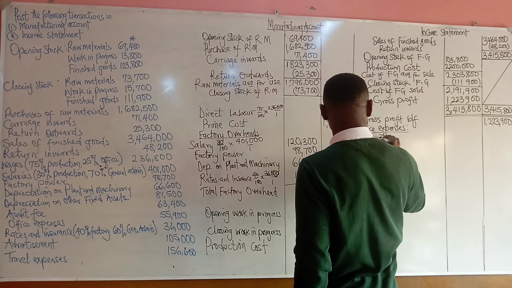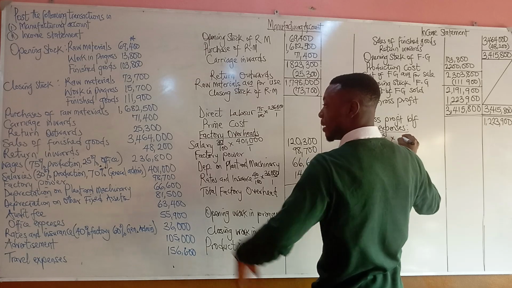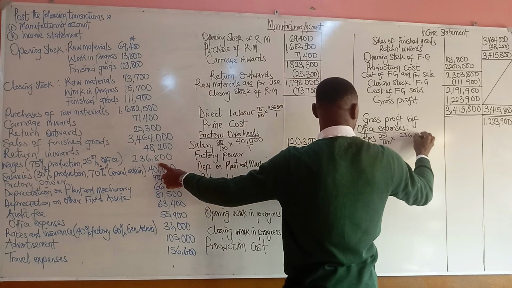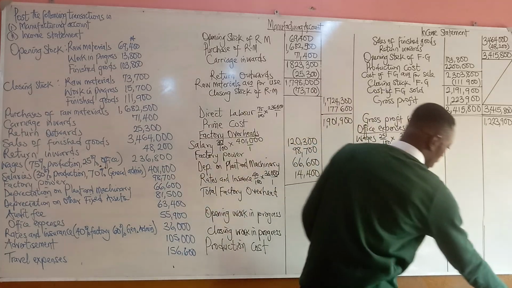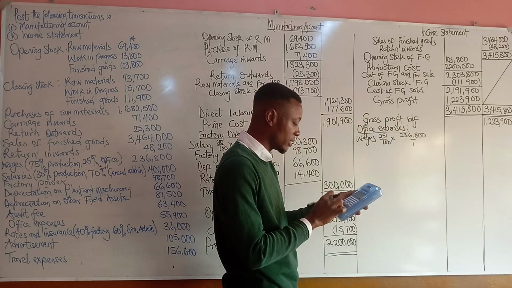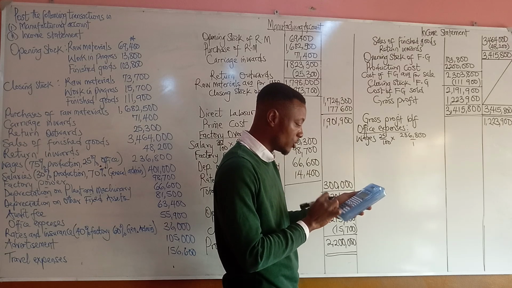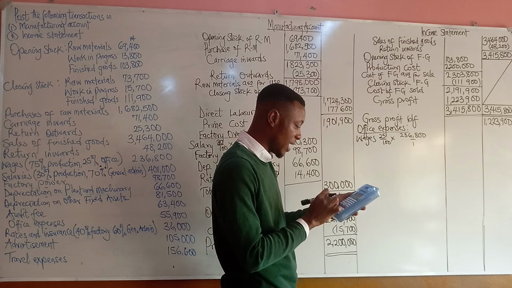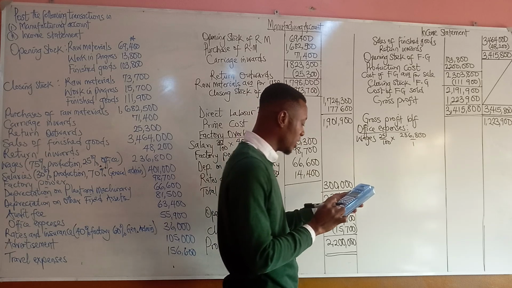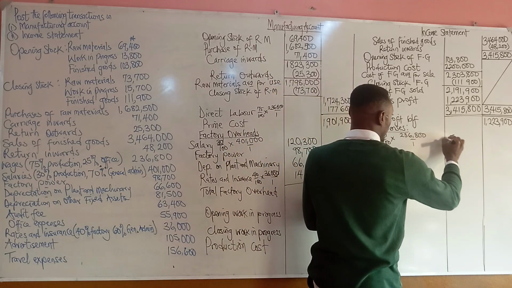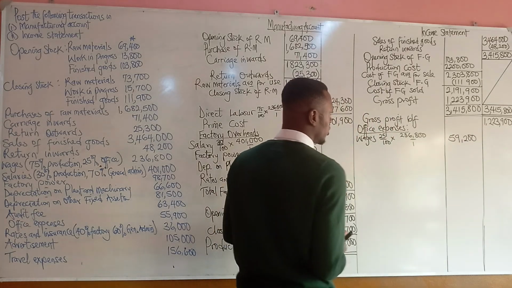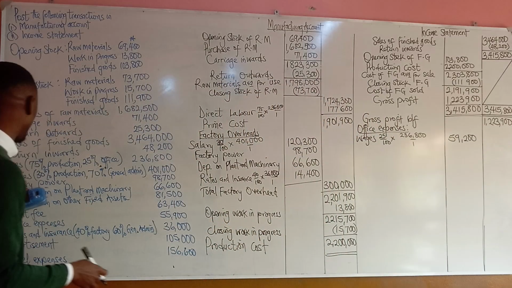So that will give me 25 over 100 multiplied by the total amount, which is 236,800 over 1. Let's do this quickly. I can just say 236,800 multiplied by 25 divided by 100. That will give me 59,200 as wages incurred in our office. Then we have salaries.